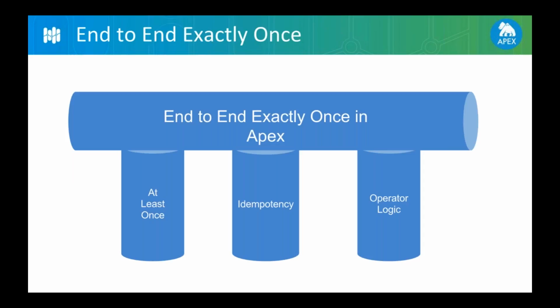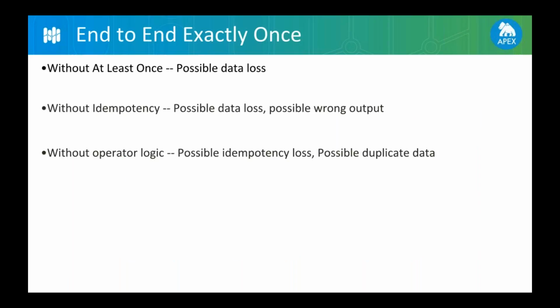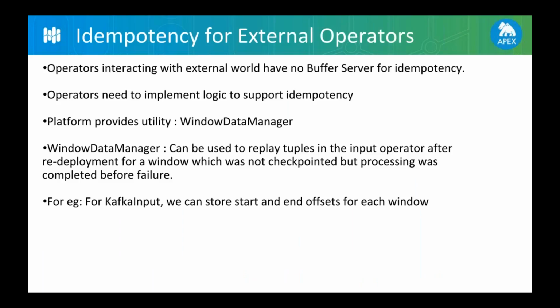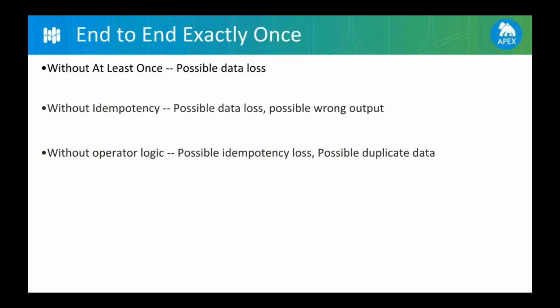Right. So now if we see at least once, idempotency and operator logic, all of these three form the pillars for supporting end-to-end exactly once in Apex, right? Without at least once, there is a possible data loss. If there is no idempotency, we could have a data loss, as well as wrong output. Like we saw a data loss in this Kafka input to database output example, as well as wrong output like we saw in the case of the max operator, wherein it didn't output the max value.